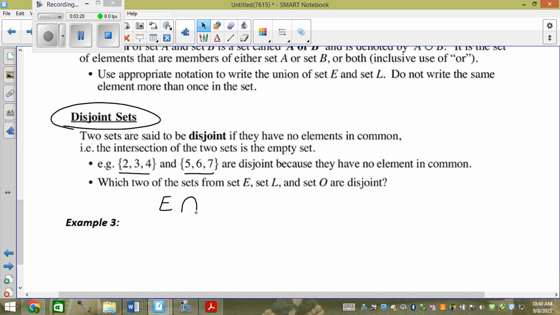You could write it like this. E intersection O equals the empty set because they're disjoint. So if ever you take the intersection of 2 sets and it's empty, they're disjoint sets. They have nothing in common. Disjoint means nothing in common. So we're going to use those definitions in this example 3, which actually starts here, but it's on the next page.